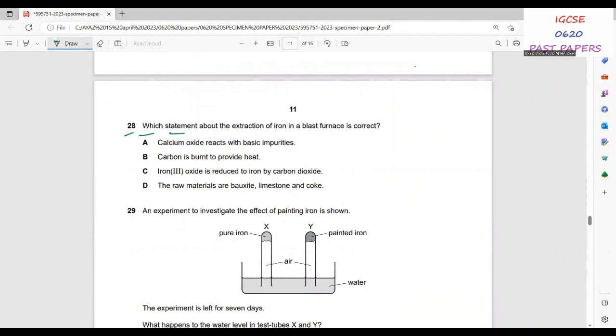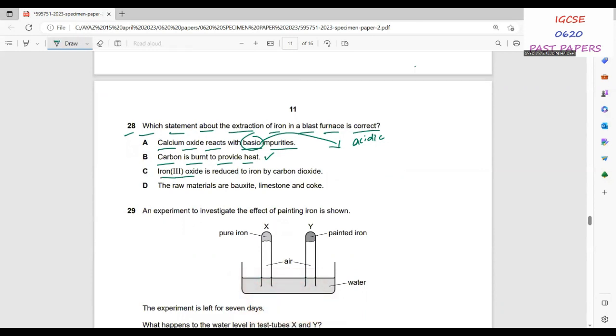28. Which statement about the extraction of iron in a blast furnace is correct? A. Calcium oxide reacts with basic impurities. Remember, it does not react with basic impurities, it reacts with acidic impurities. So this is a wrong statement. B. Carbon is burned to provide heat. Yes, it is burned to provide heat. So this looks correct to me.